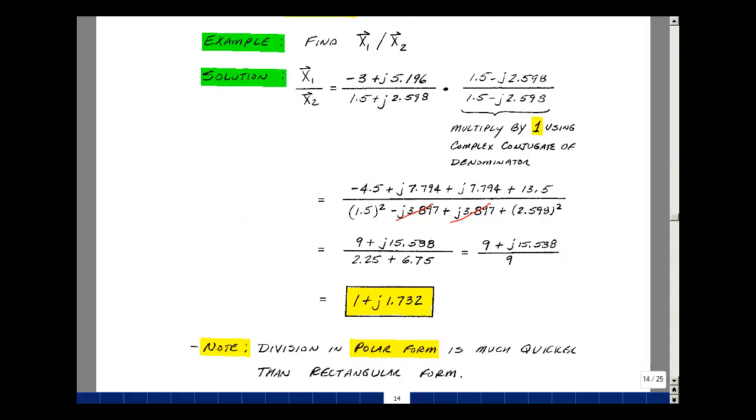Clearly again, division in polar form was a lot quicker than doing it in rectangular form. If we can pick one or the other, we'll pick the easier of the two. But sometimes when we're doing symbolic work, we're forced to use this. This is the only way we can solve the problem. This is how you do complex algebra.